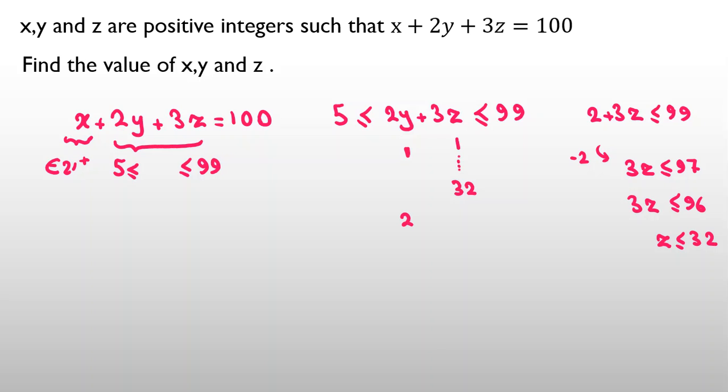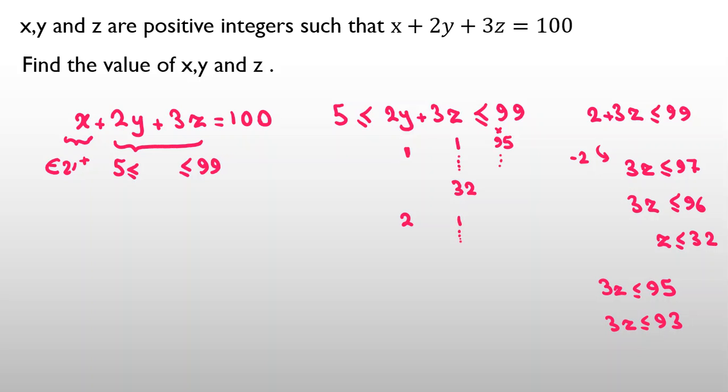Next one, if y is 2, you can check. Like here, 3z is similarly less than or equal to 99 minus 4, which will be 95. And 3z is less than or equal to 93. So z can be from 1 to 32. And in each of them, x will be determined. For example, with 1 and 1, it is 5, and you will say that x is 95. If I want to write x, it will be 95.